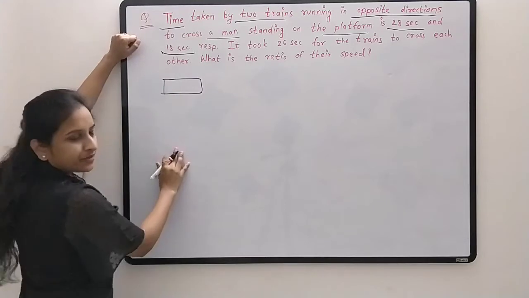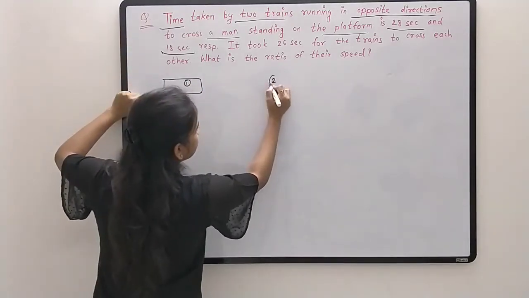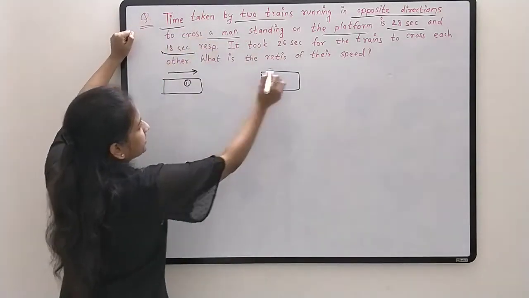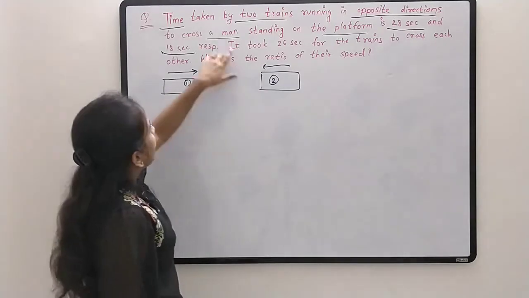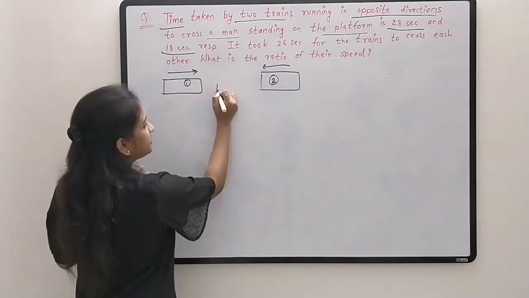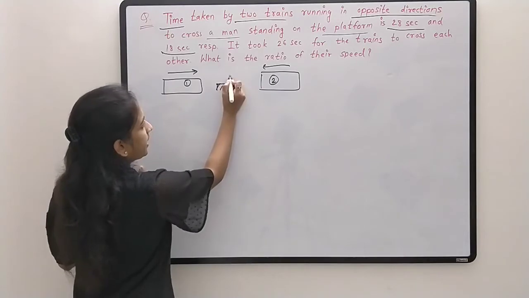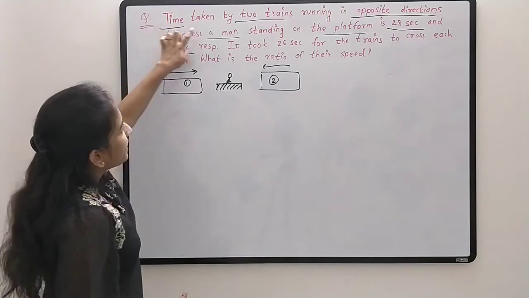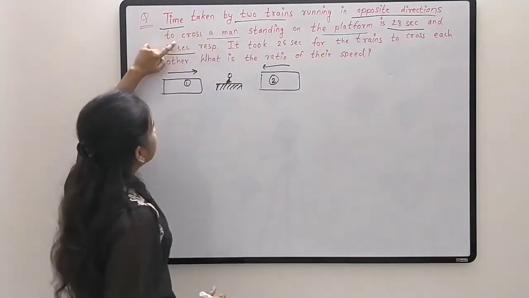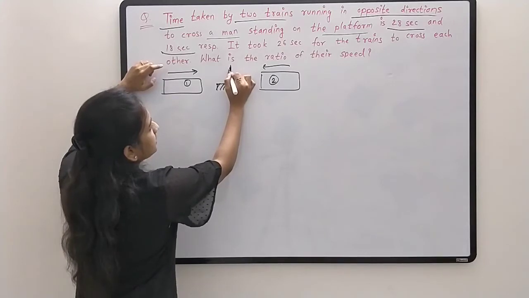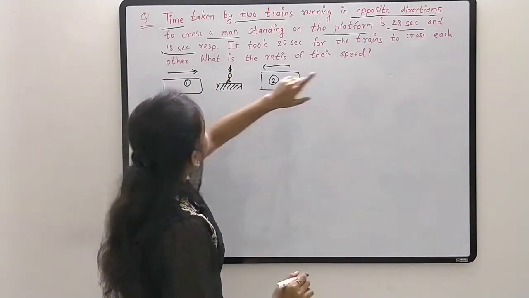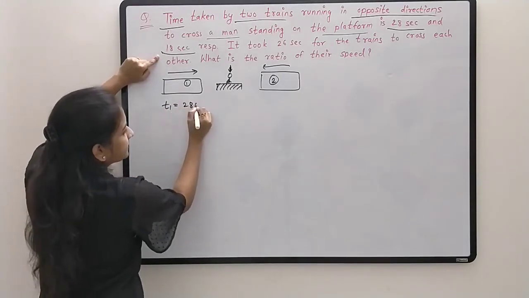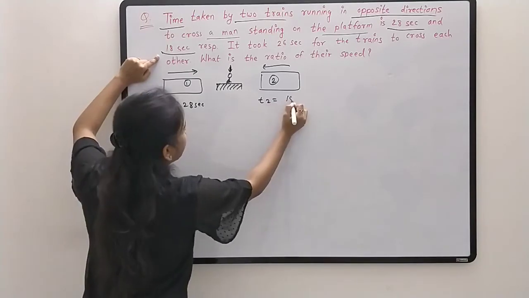Let's draw it roughly. Two trains. Say this is first train, this is second train. Two trains running in opposite direction. This train is going like this, this is going like this. And a man standing on the platform. So let's draw one platform and let's draw one man. Okay, rough diagram. Time taken by two trains running in opposite direction to cross a man standing on the platform is 28 seconds and 18 seconds. So time taken by this train T1 is 28 seconds and T2 is 18 seconds.